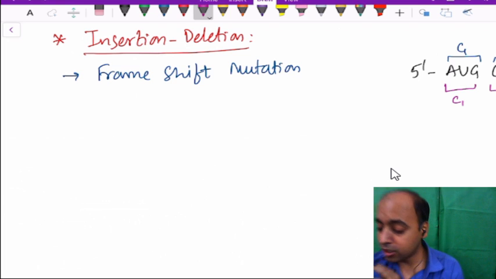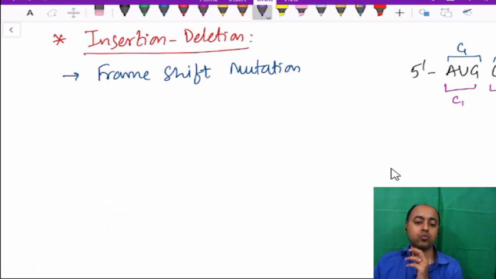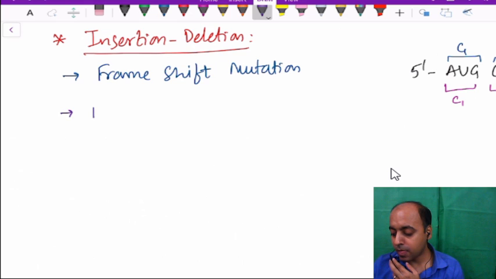Alright? There are two possible variations in the frame shift mutation. We can have a pair of insertion deletion.